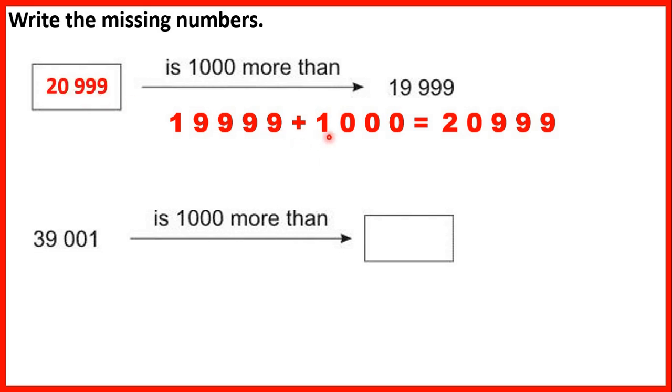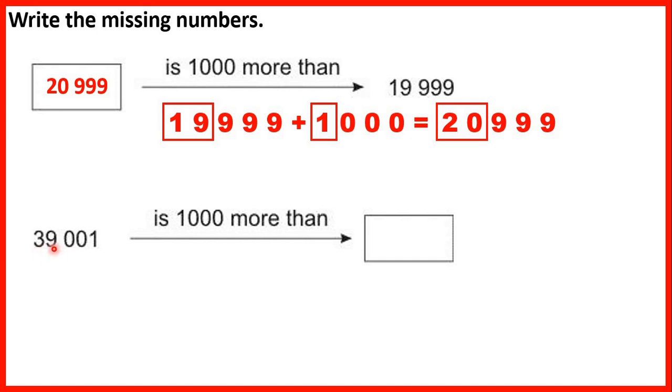And we could use column method to work this out, but we can do it mentally by spotting that 19 plus 1 is 20, and then the hundreds, tens and ones digits will stay the same because we're not adding any hundreds, tens or ones.